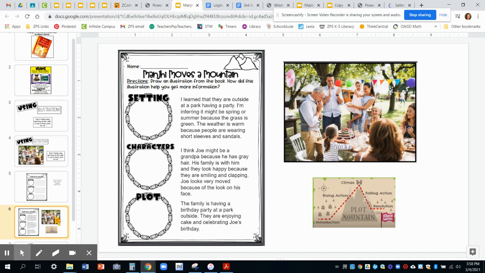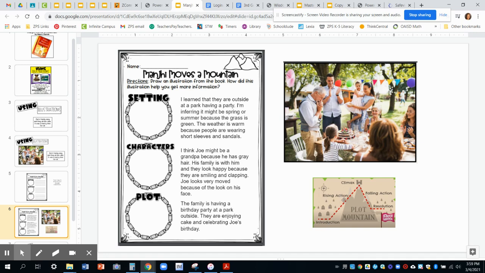And at the bottom, the plot. Okay, I put a little poster here of Plot Mountain. This is from the video that we watched and learned from in the fall. Remember, a plot has 5 different parts. It has the introduction. Sometimes that's called the exposition, which is how we start something.